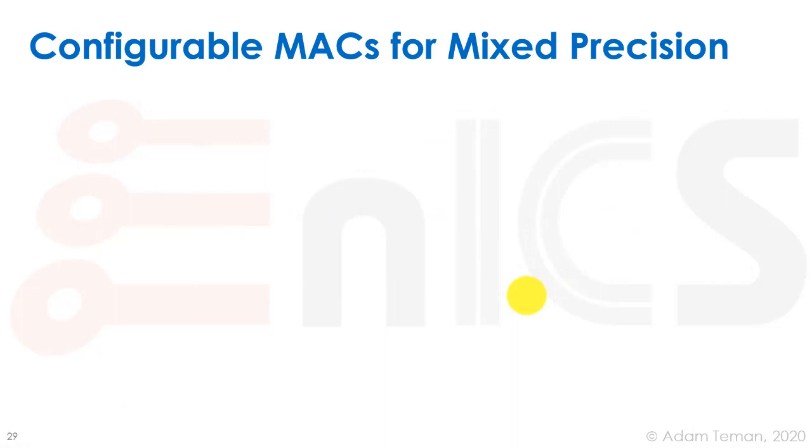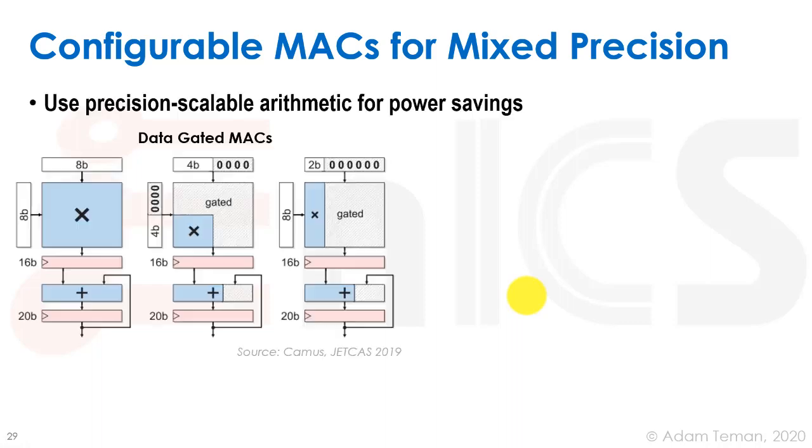One of the things here with mixed precision is that we may be using different widths of our inputs and our weights at different layers. So we might want to have a configurable MAC, and there have been several works about this. In fact, the source over here from JETCAS provides a large review of this. For example, you can do data gating of the MAC so you don't waste power when you're not using a part of it. If we have an 8-bit multiplier, and at some point we want to only do a 4-bit multiplication, we can just gate off this part of the multiplier, and then at least it doesn't waste power.